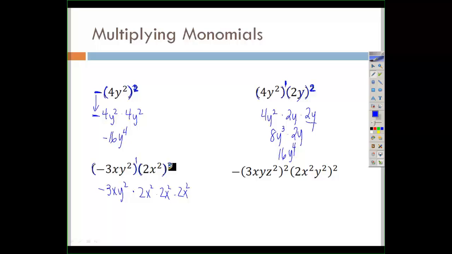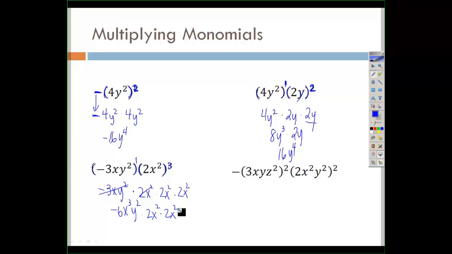Let's do this. Let's say negative 3 times 2 is negative 6. X times x squared is x to the third. And y squared, there's no other y's in the first two, so I'm just going to put y squared. So I'm done with those two. I still have times 2x squared times 2x squared.